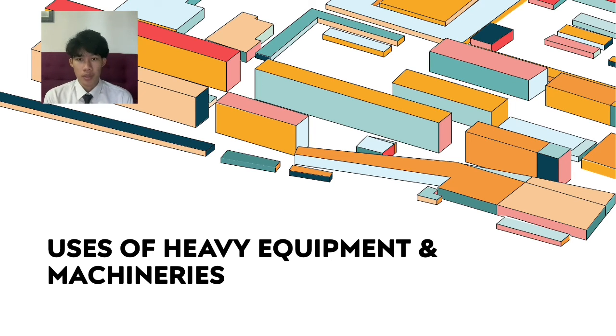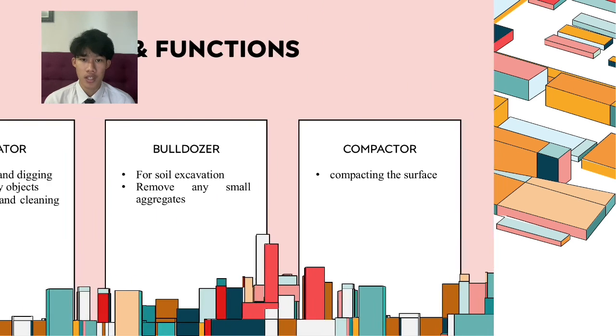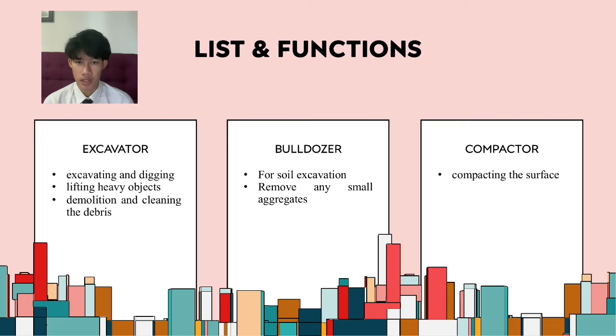The use of heavy equipment and machineries is very much required in construction projects, as it provides an easier and faster method and makes the completion of the project possible. We have the list of the equipment and machineries used in this project, such as excavator, bulldozer, compactor, hydraulic crane, and dump truck. I will explain briefly each equipment and machinery's function.